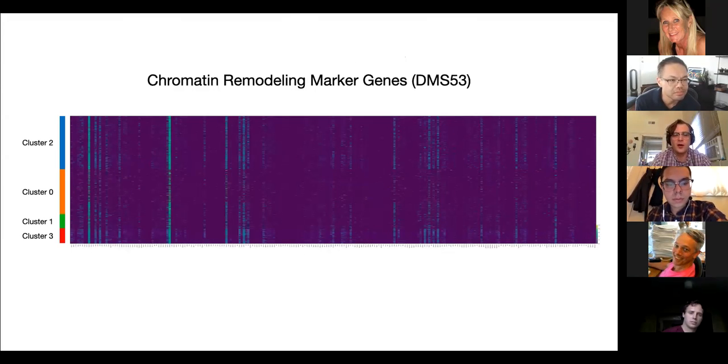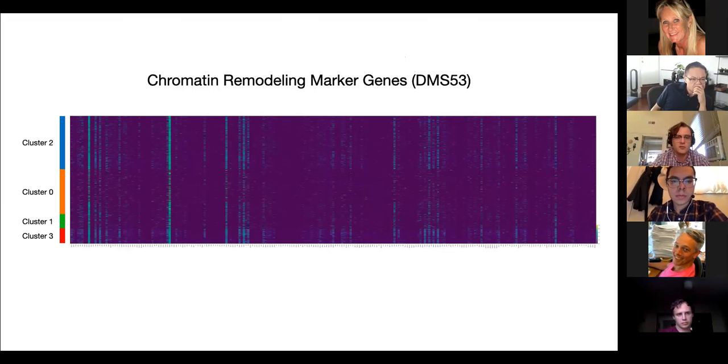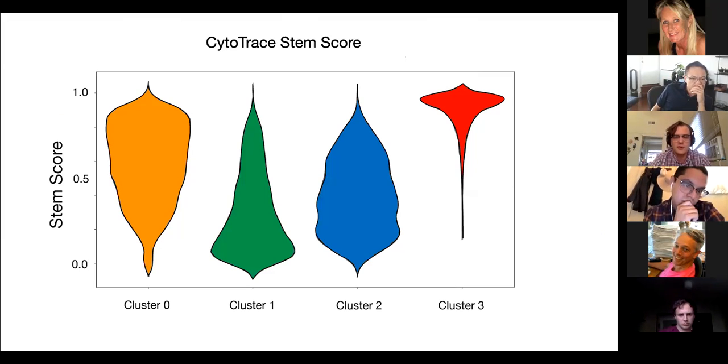We also, on a hunch, looked at chromatin remodeling genes, and we found that for these sets of genes, there actually was a statistically significant difference between these clusters, leading us to believe that there was a different chromatin remodeling program going on in these clusters.